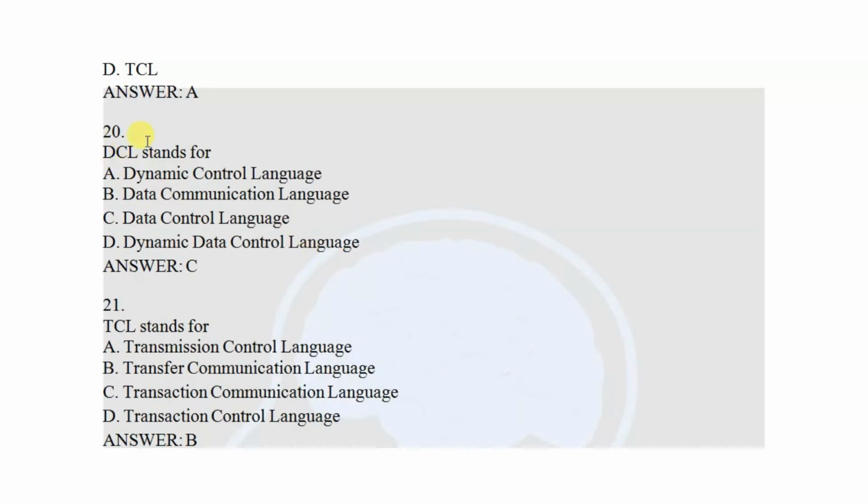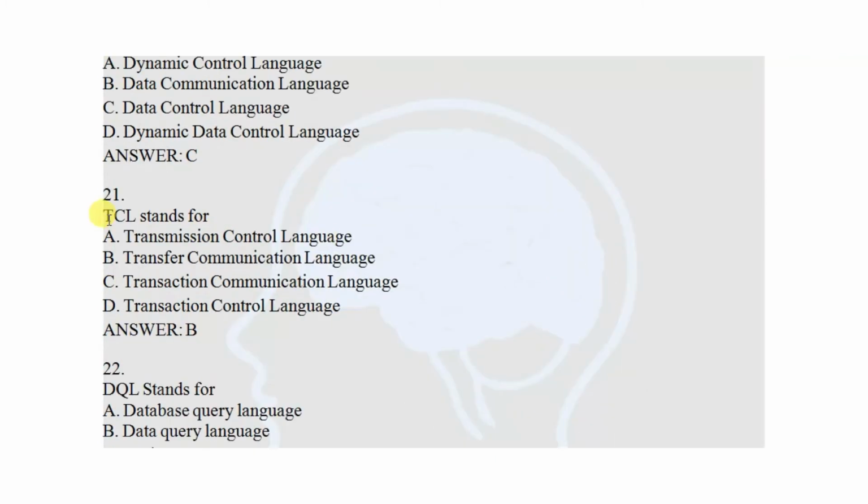Question number 20. DCL stands for? Your answer is option C, data control language. Question number 21. TCL stands for? Your answer is option B, transfer communication language.